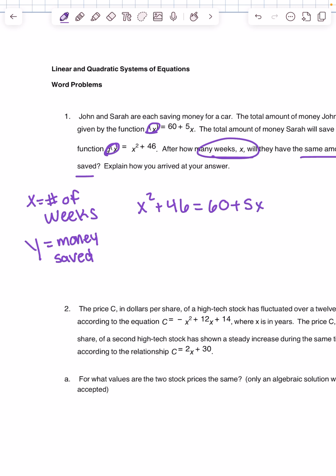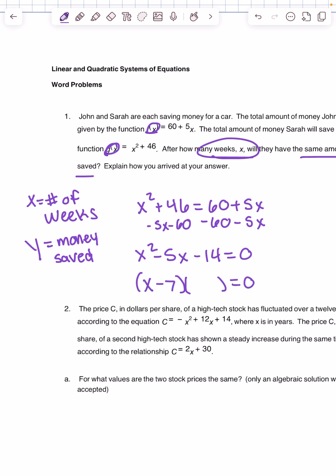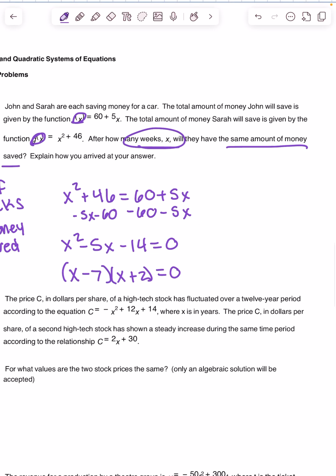Now we can just solve for x, just like we've been doing when using substitution. So this equation ends up looking like x squared minus 5x minus 14 is equal to 0. From here we can just factor. This is factoring the trinomial. So we get x minus 7, x plus 2. From here, we can solve for x. We get 2 answers for x by setting both of these factors equal to 0 and solving. We get x is equal to 7 and x is equal to negative 2.